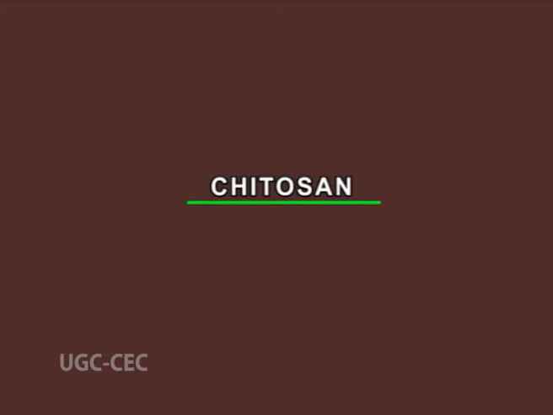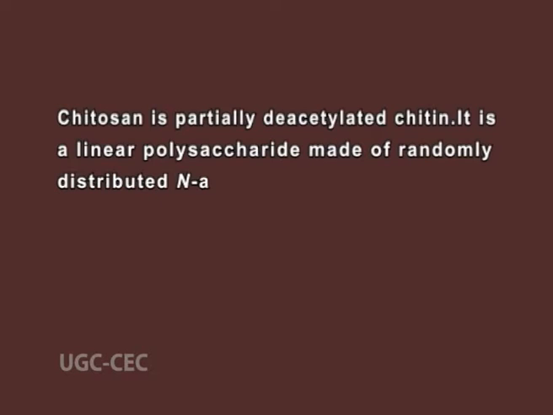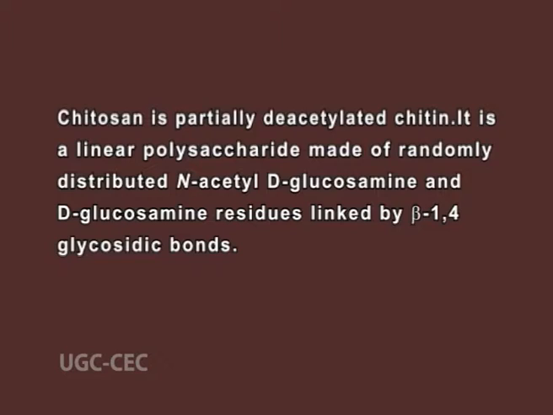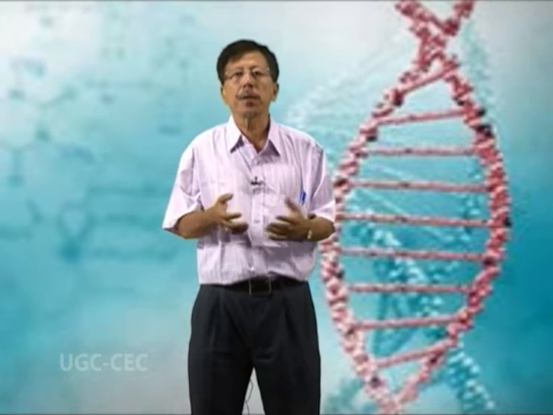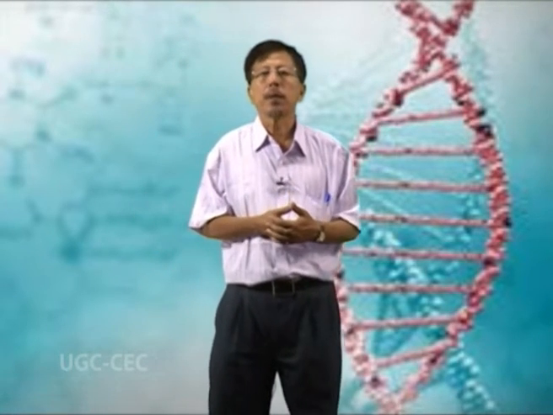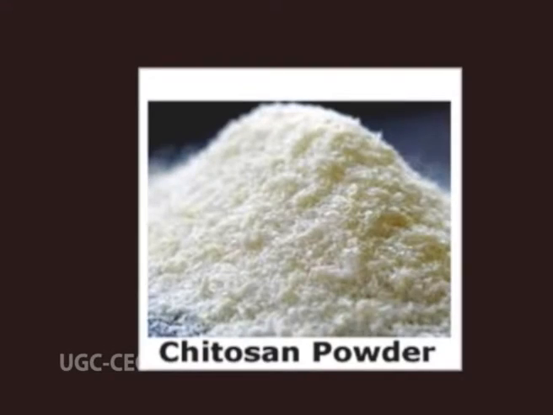Let us now look at chitosan. Chitosan is partially deacetylated chitin. It is a linear polysaccharide made of randomly distributed N-acetyl D-glucosamine and D-glucosamine residues linked by beta-1,4 glycosidic bonds. Chitosan is prepared by treating chitin, usually chitin from cells of shrimps and other crustaceans, with alkaline solutions such as concentrated sodium hydroxide. Chitosan may be obtained in powder form as can be seen in the figure.